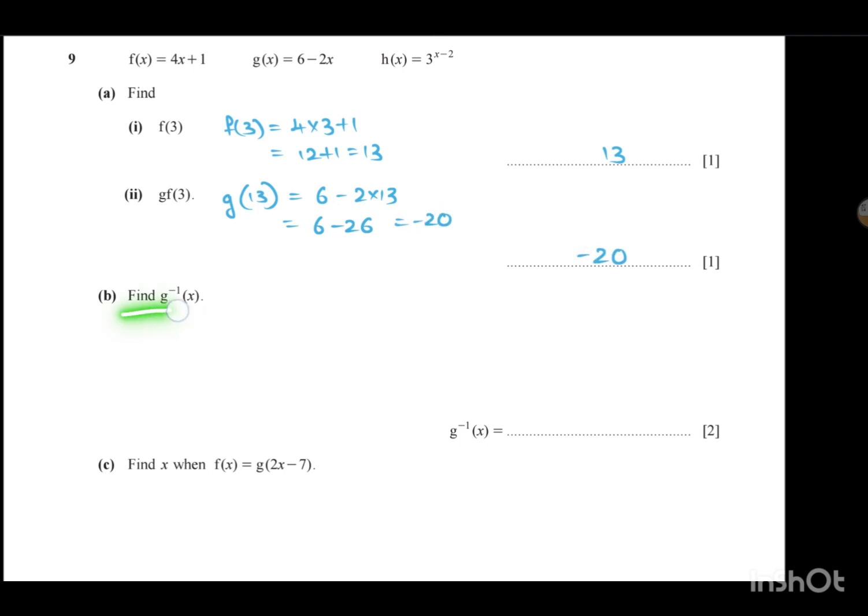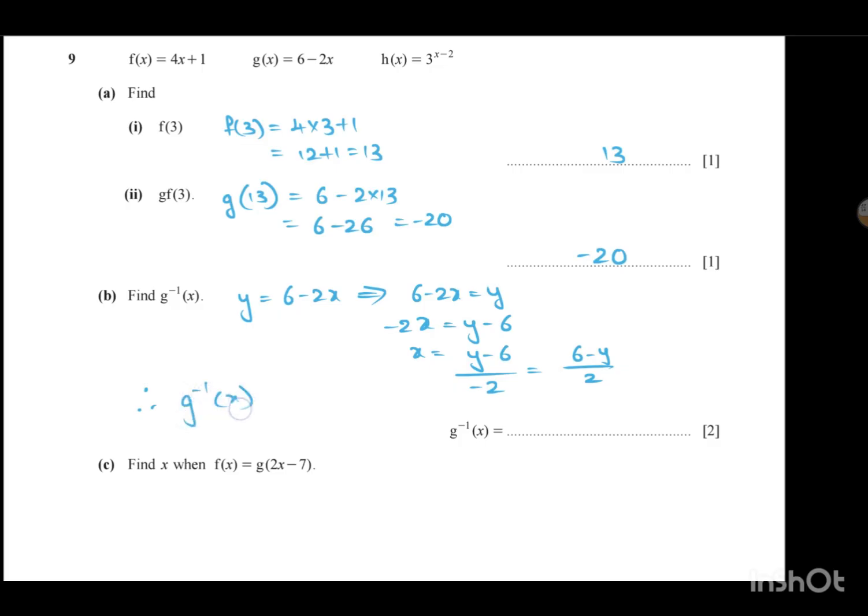Question number B. Find g inverse of x. So whenever inverse is asked, you can take y as the given function. Then flip the equation. Keeping x term on the left hand side, bring all the terms to the right hand side. You get y minus 6 minus 2. This will be 6 minus y by 2. So therefore g inverse of x will be, instead of y, write x. That's it. 6 minus x by 2.